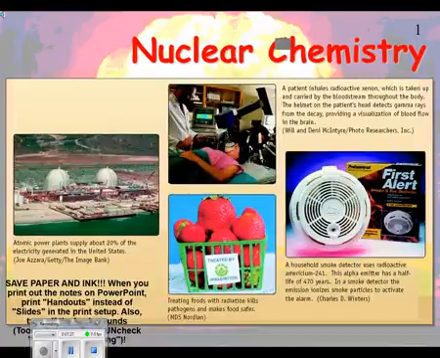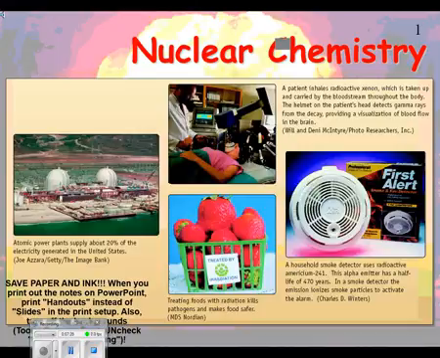All right. So nuclear chemistry, a lot of people, when they think of nuclear chemistry, they think of the atom bomb. They think of Hiroshima. They think of destruction. That's not all nuclear chemistry is. Nuclear chemistry is used in power plants, which is probably the second thing they think of, nuclear power plants, and how bad they are and how horrible they are.